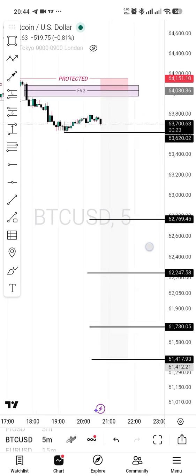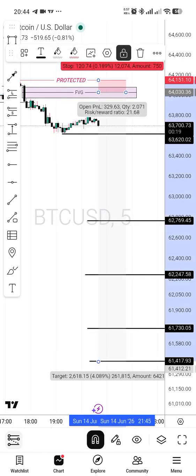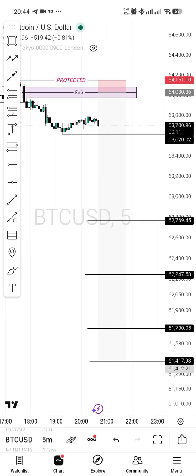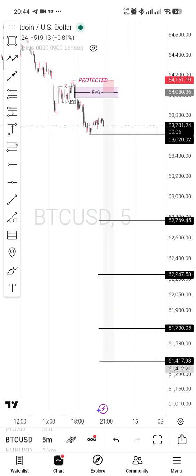So anyway, if it does sell from here, holding on to here is about a 22 risk-to-reward, as you can see. So this is BTCUSD, like I said, and this is the setup I have right now.